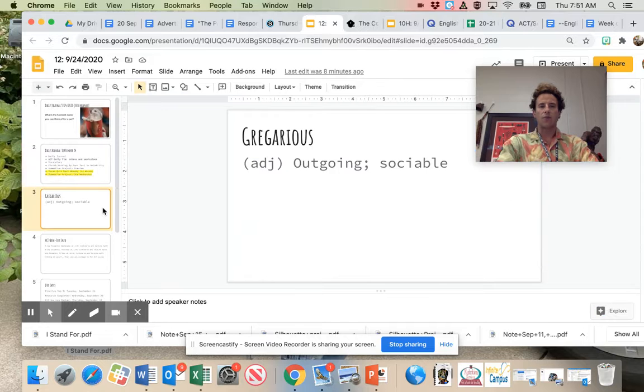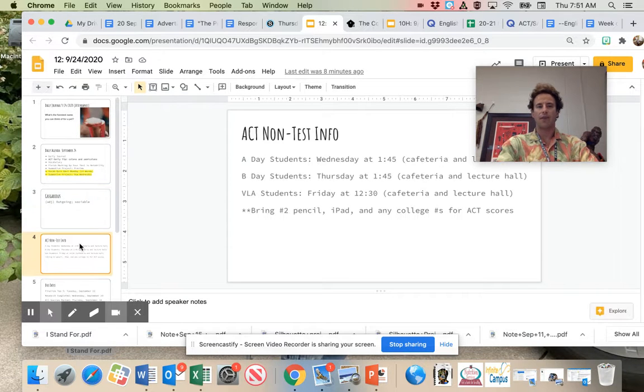All right, your vocab word for the day is gregarious. That means you're outgoing or sociable. The gregarious teacher kept saying hello in the hallway.